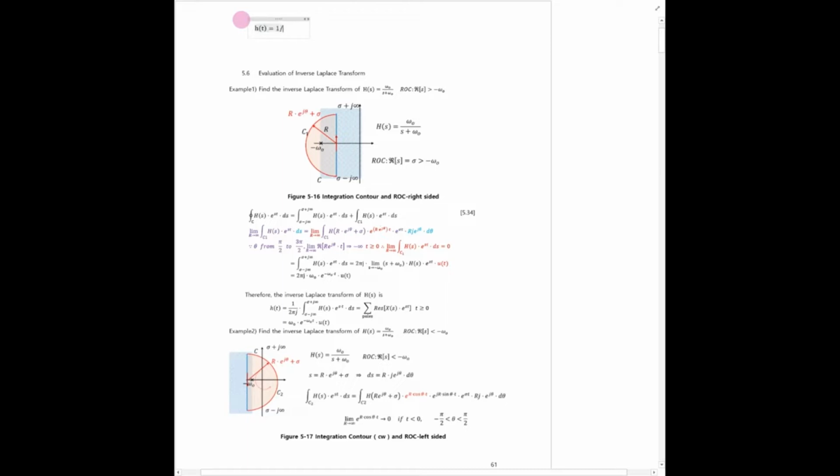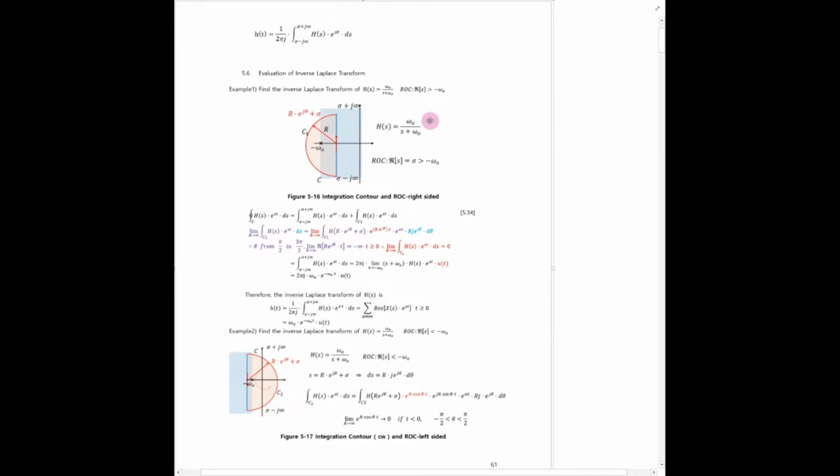1 over 2 pi j, and the integration range is from sigma minus j infinity to sigma plus j infinity, of H(s), the basis function e to the st, integration over ds. This one is the definition for the inverse Laplace transform.